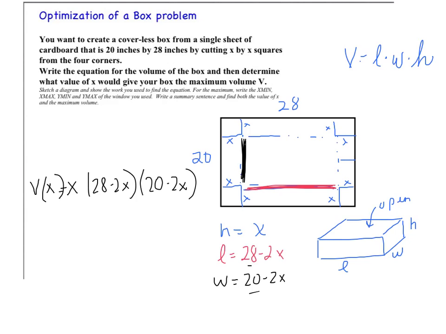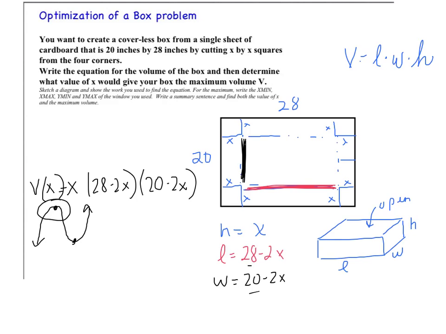And then what I want to do is maximize the volume. This function is a third-degree polynomial, an odd-degree polynomial, which has a max and a min. So it's going to look something like this after we graph it. I don't want the min, I want the max. I want to maximize the volume, so what I'm looking for are the coordinates for this point.